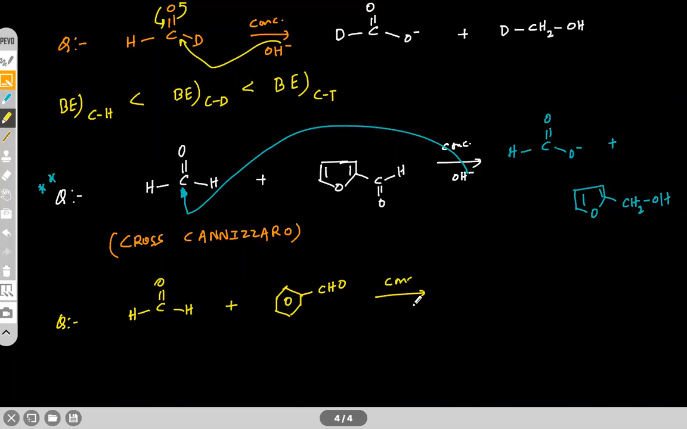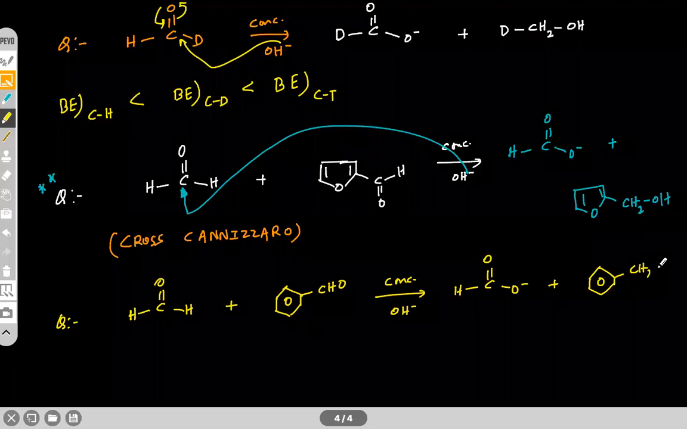In all this, you see there we do not have any alpha hydrogen, right? So formaldehyde goes under oxidation, plus, this is the product we get.